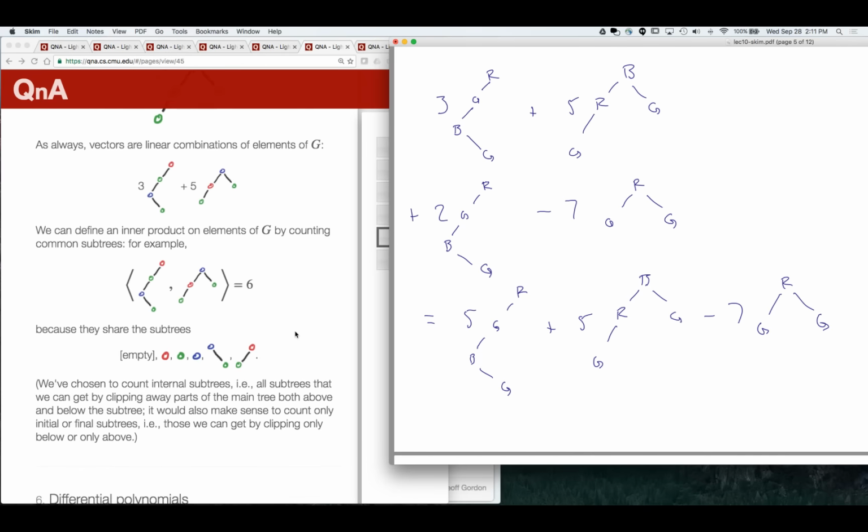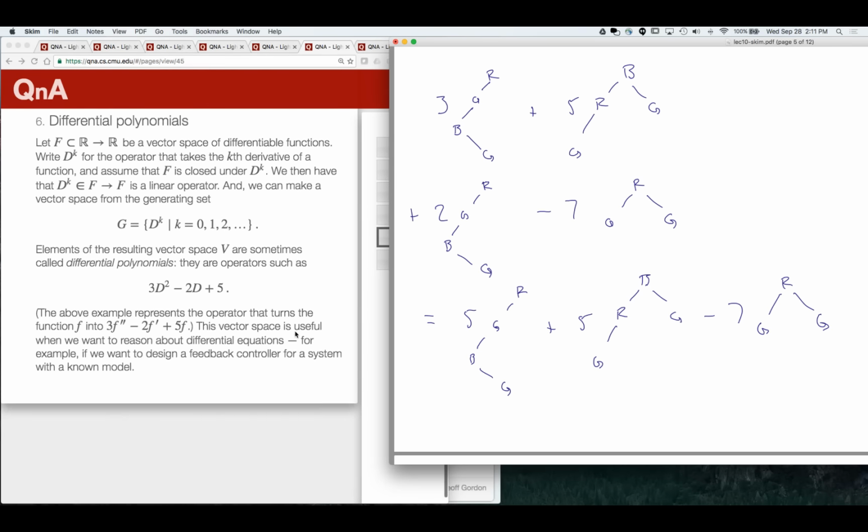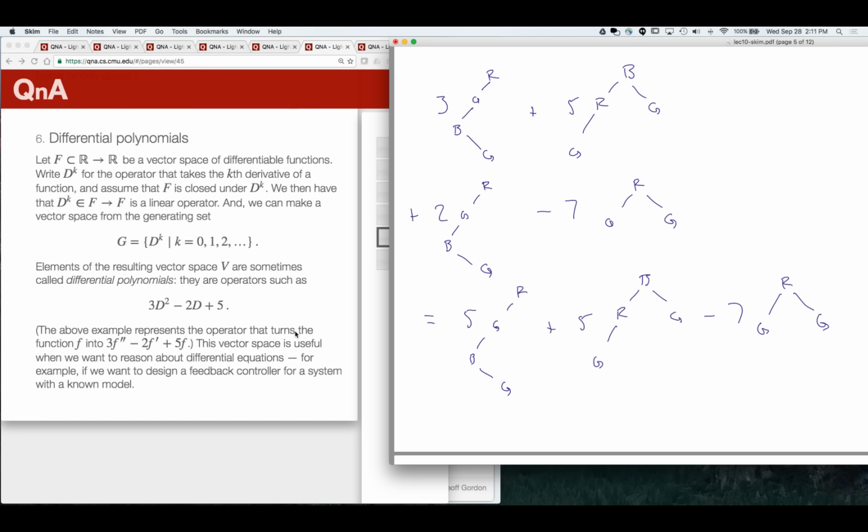All right, so let's go to the last example in this set of notes, which is differential polynomials. So this vector space is useful. You may have worked with it before if you took a course on differential equations. It's the vector space of operators that act like derivatives. And so in particular, let's define dk as the operator that takes the kth derivative of a function. And let's assume that we're working only with real valued functions of a single argument.